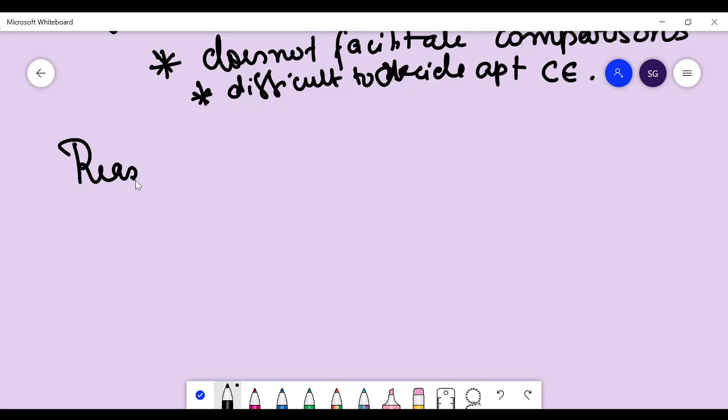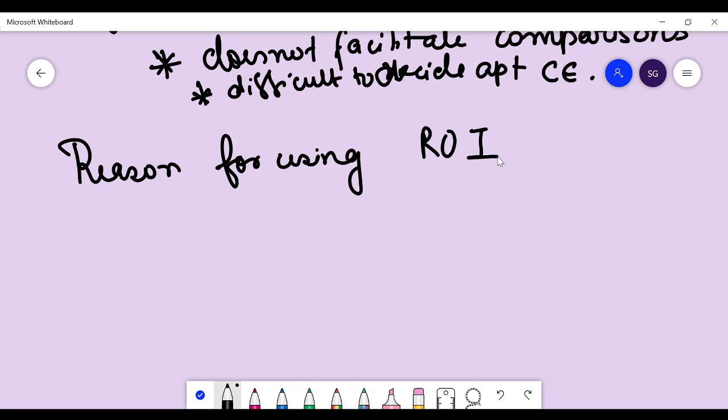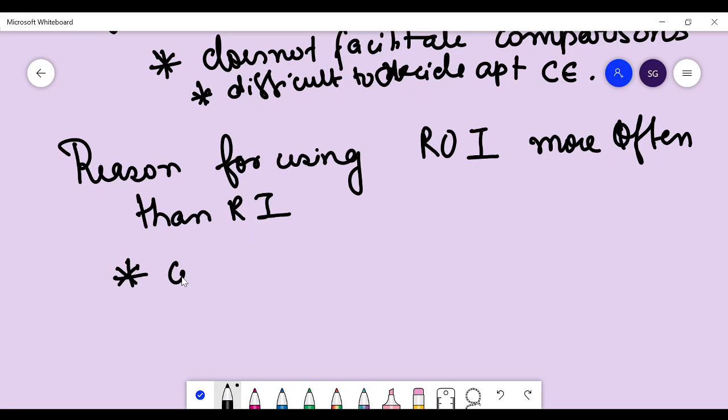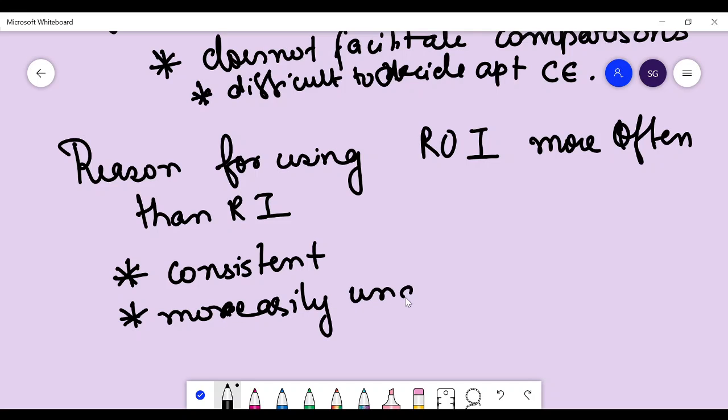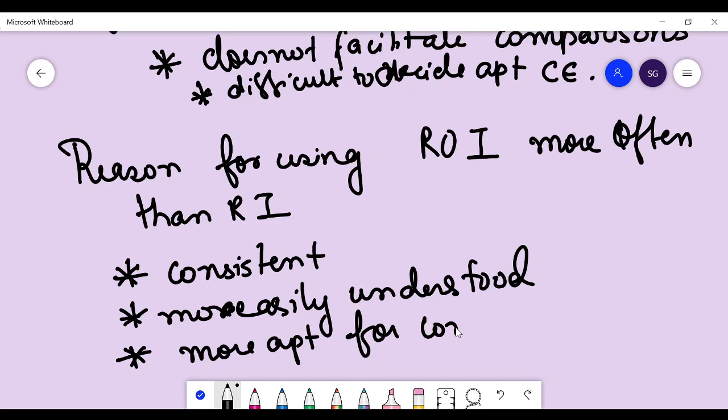Next is the reason for using return on investment more often than residual income, because it is more consistent with corporate assessment, more easily understood, it is more appropriate for comparing organizations of different sizes, and it is less costly and time taking than residual income.